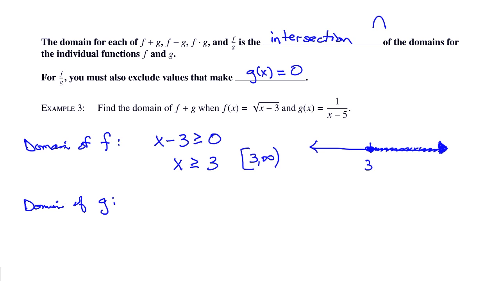When you have a rational function, the domain is the set of elements that do not make the denominator 0. So we get x minus 5 is equal to 0. We're going to find the bad points, and then we're going to exclude them. This would be x equals 5. That's a bad point. So in interval notation, it would be negative infinity to 5, union 5 to infinity.